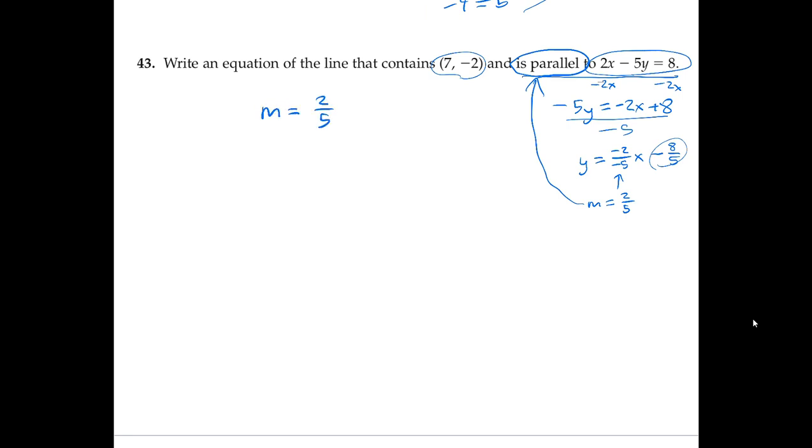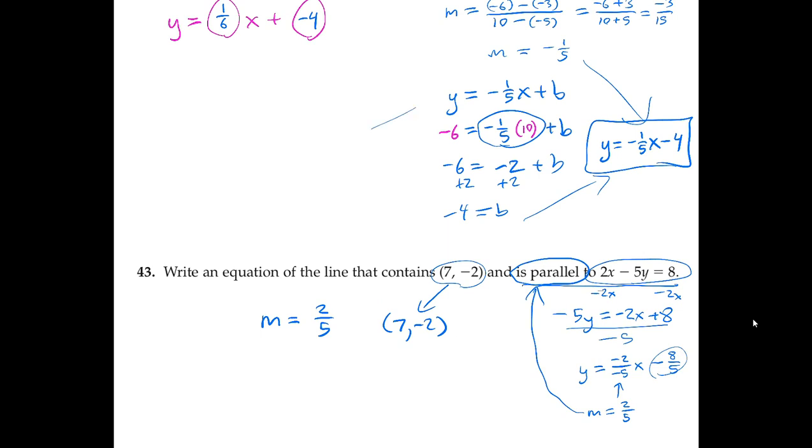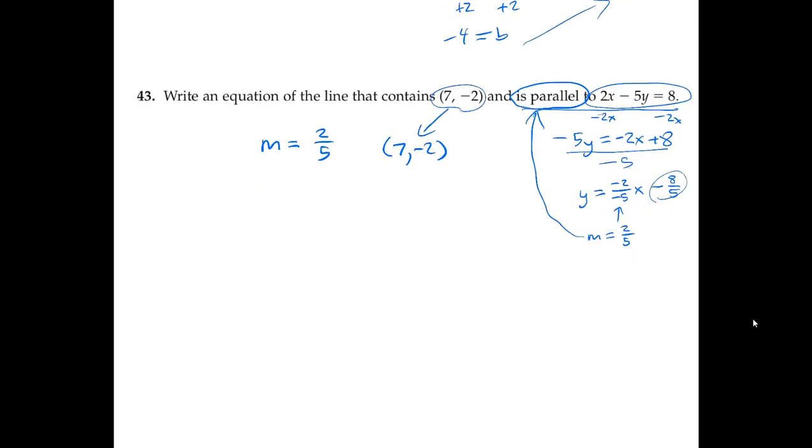Got it. And then do we have a point? Oh, look at this, we got a point: 7, negative 2. And now it's the exact same as the other problem that we just did. So we're just going to go y equals 2/5 x plus b, and figure out what the b is there. And oh, dang, it's going to be some fractions. That's okay. We're not scared.